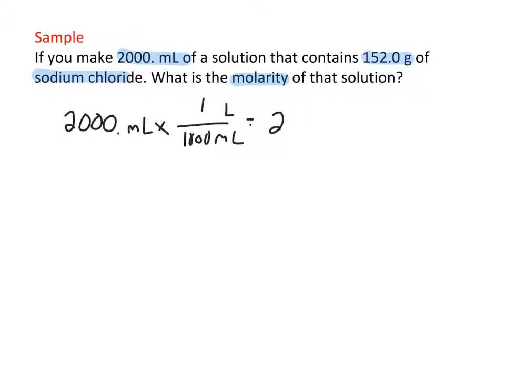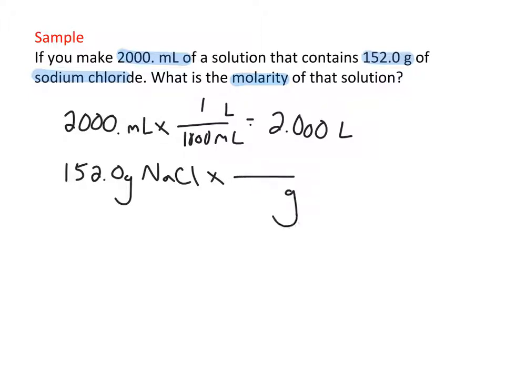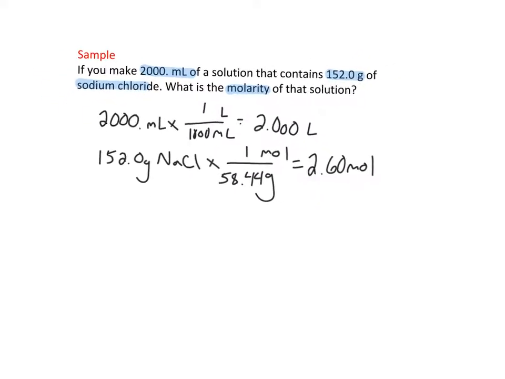So that would be 2.000 liters. And I also need to change that 152.0 grams of NaCl to moles. So I'm going to drop grams and go to moles and use my periodic table, and that is 58.44. And when I put that in my calculator, I get 2.60 moles. So now we're ready to use that molarity equation.